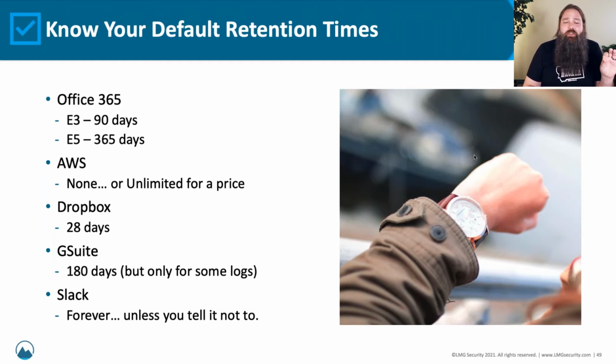Dropbox is an example of kind of a short one. 28 days is all you get for Dropbox. G Suite has 180 days worth of logs, but only for some areas of the G Suite tenant that you can work through. Other logs roll over in as little as 14 days. So keep that in mind.